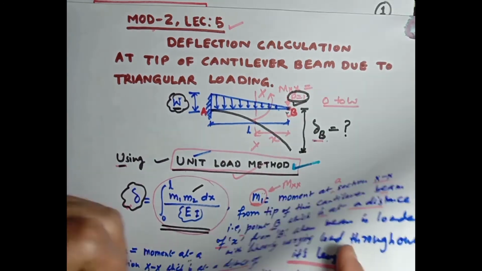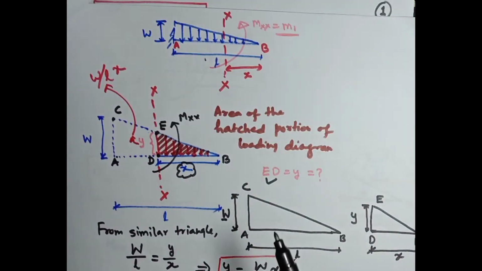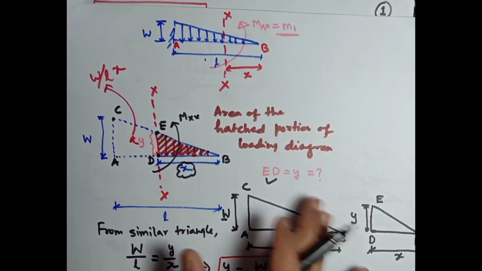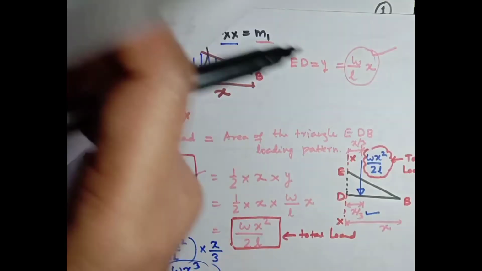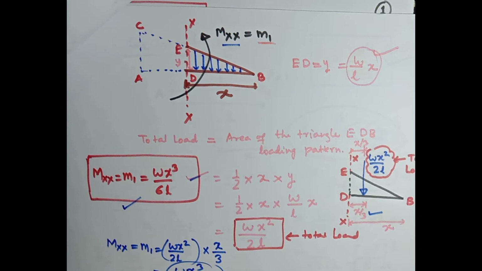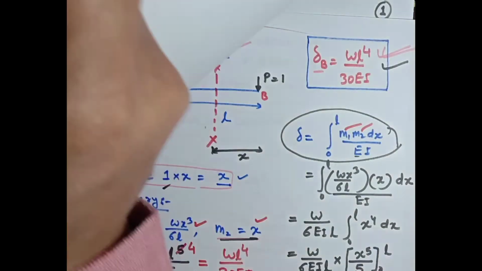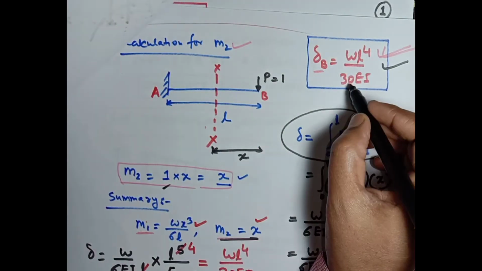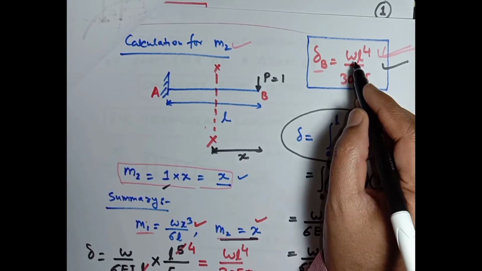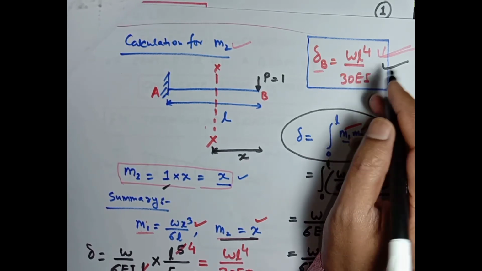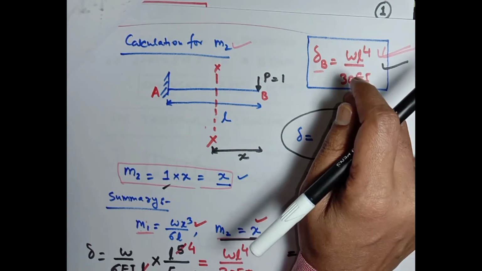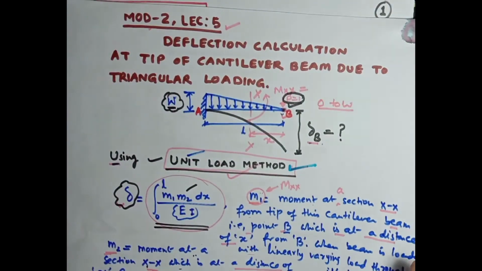Therefore, now we can see the preview of this lecture using the unit load method. At the end of this lecture, we found the calculated deflection delta B was WL to the power 4 divided by 30 EI. It is the calculated deflection at point B of this cantilever beam.